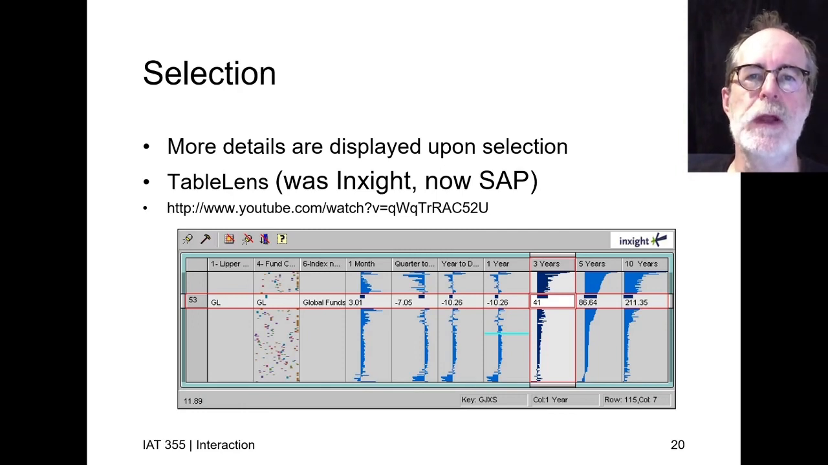Here we're showing an example of using TableLens, the commercial version of it, to select and show me more details on demand. And that's shown here. Global funds, a particular mutual fund has been selected in this visualization of a database of mutual funds.